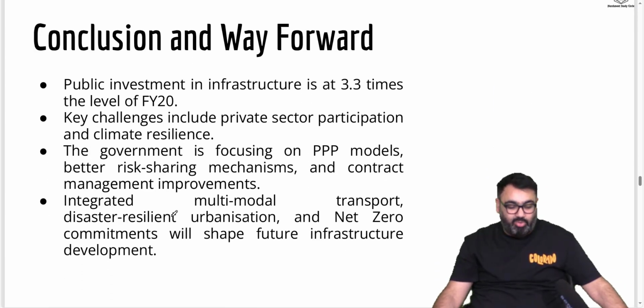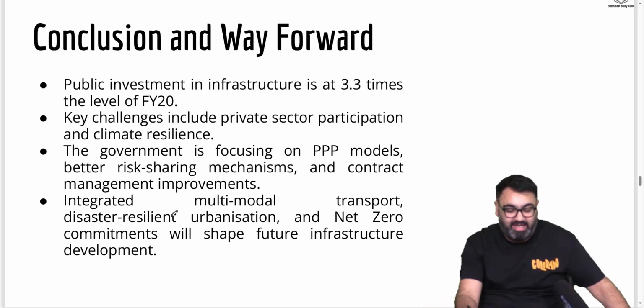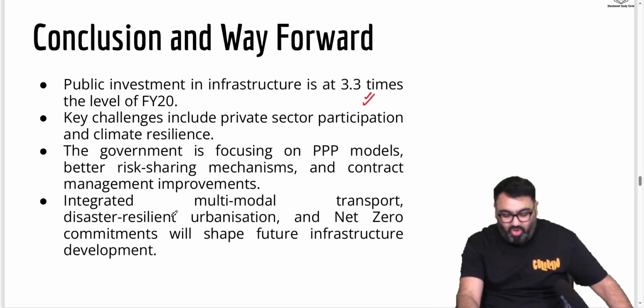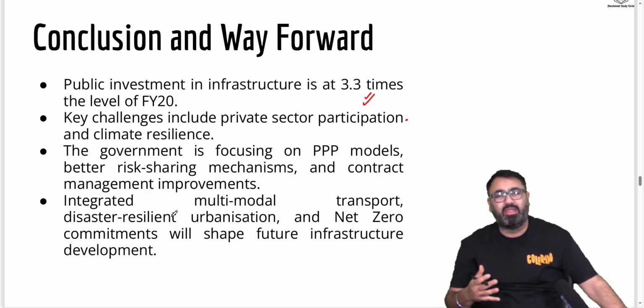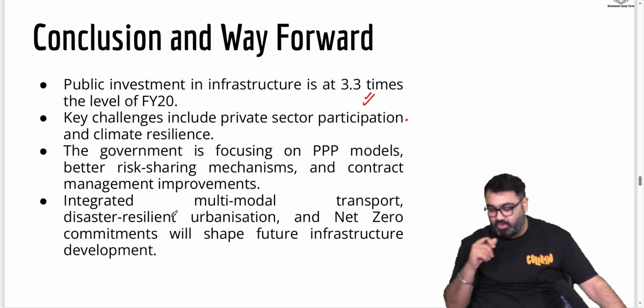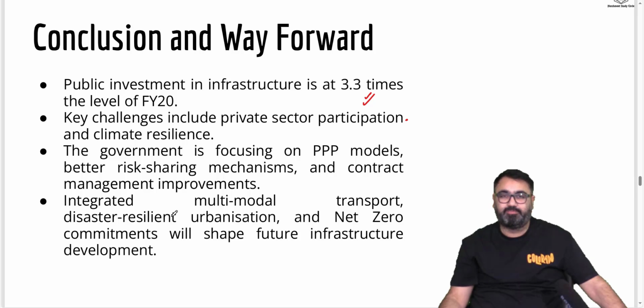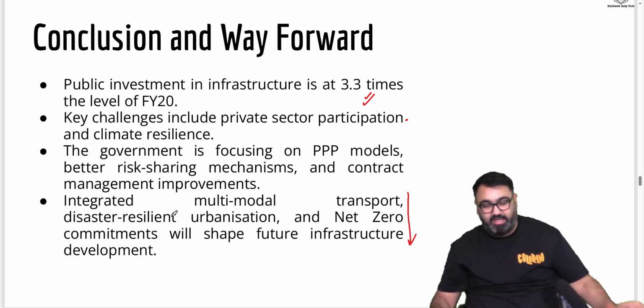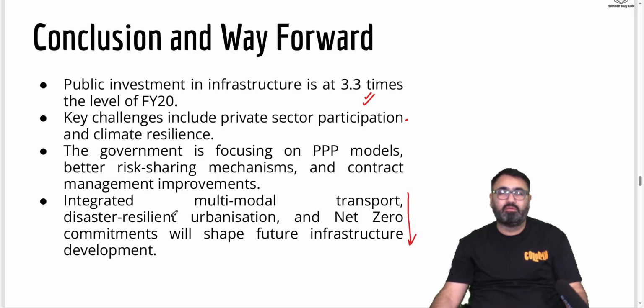In the end, the chapter concludes by saying that our public investment in infrastructure is increasing significantly. It is at 3.3 times the level of FY20. We have seen many challenges. We have not seen many private sector companies interested in spending money in this sector, but we have to ensure that the PPP projects, public-private partnerships, are given a push so that the private sector also brings in their money and expertise. The government has been focusing on integrated multimodal transport as well, connecting different modes of transport for better access for goods and for people as well.